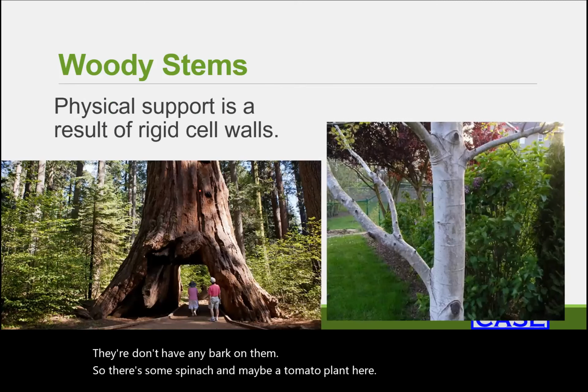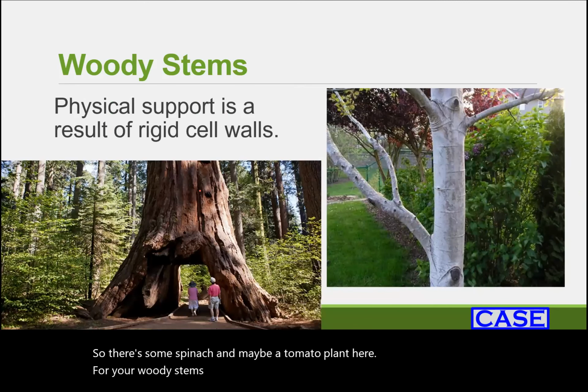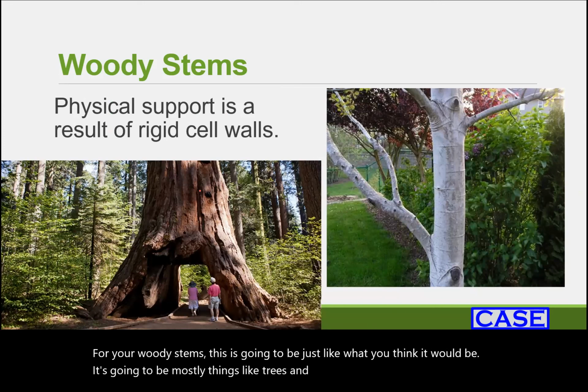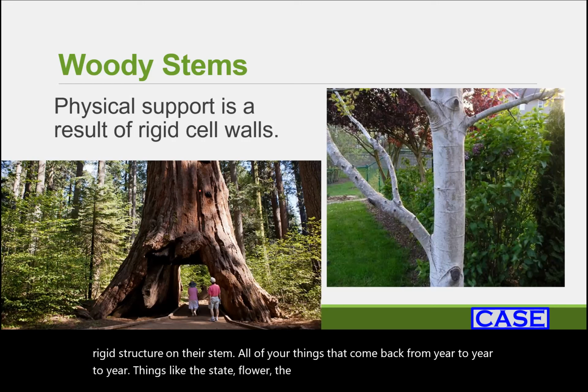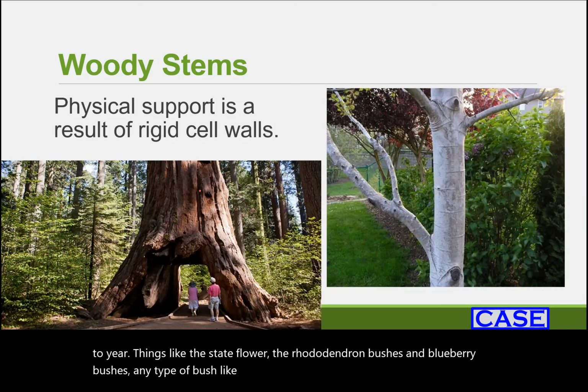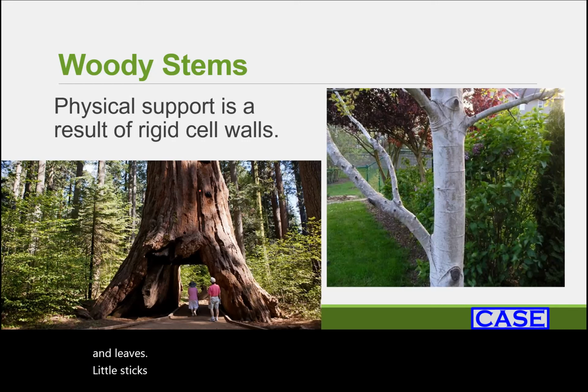For your woody stems, this is going to be just like what you think it would be. It's going to be mostly things like trees and bushes, things that have a more rigid structure on their stem. All of your things that come back from year to year, things like the state flower, the rhododendron bushes and blueberry bushes, any type of bush like that that comes back year to year and drops its leaves and leaves little sticks behind, those would be woody stems as well.